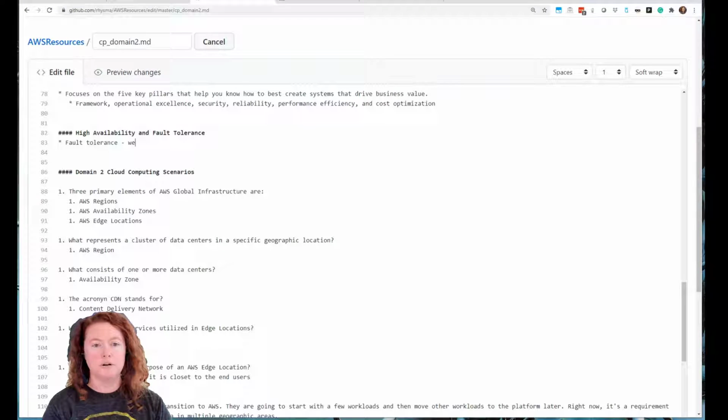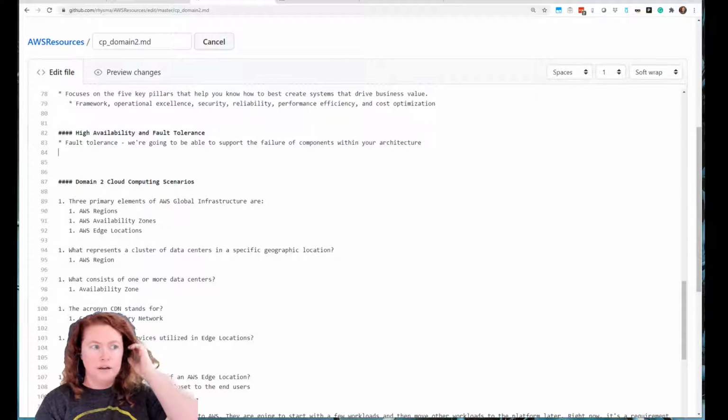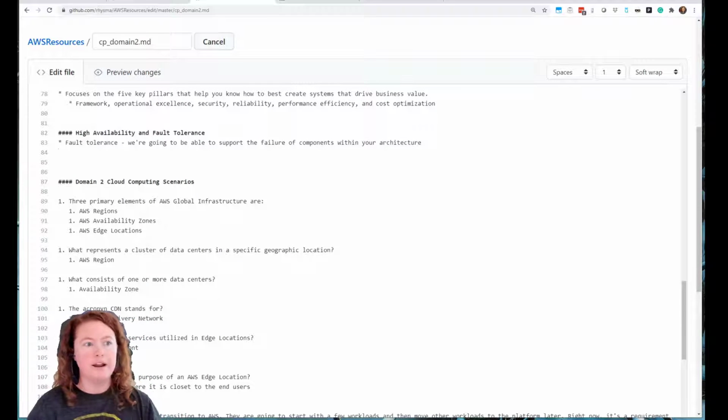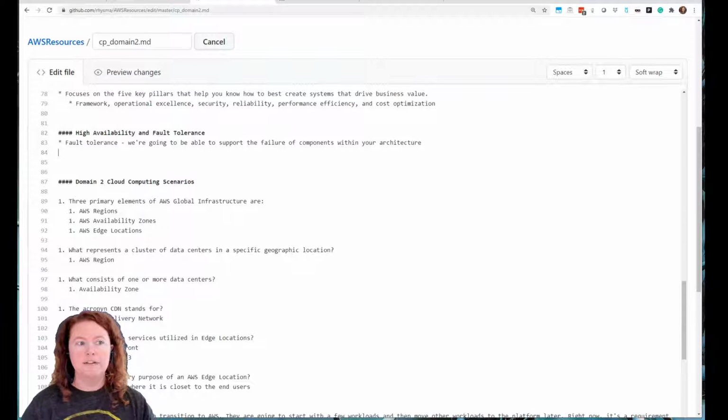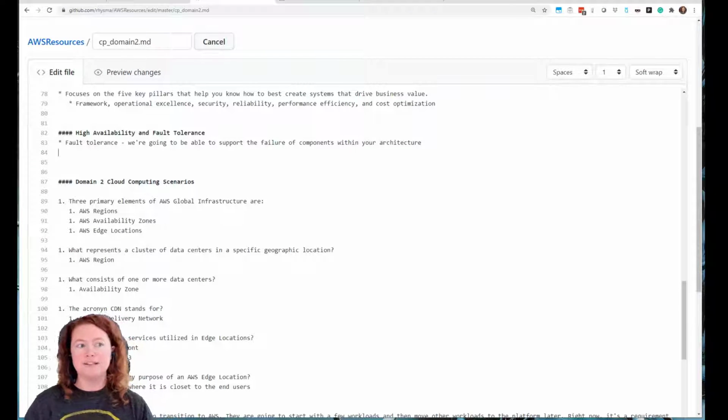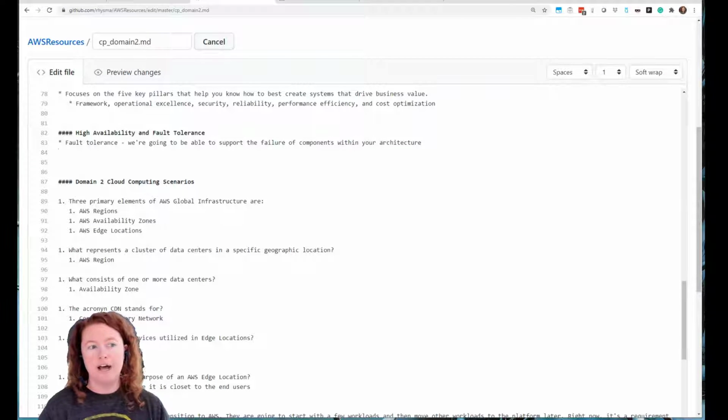which basically means we're going to be able to support the failure of components within your architecture. So, we looked at some services that help us do this, and we looked at what we can do using a queue to help mitigate challenges that would exist if some of our processing power were actually to go offline, maybe downstream from that queue.